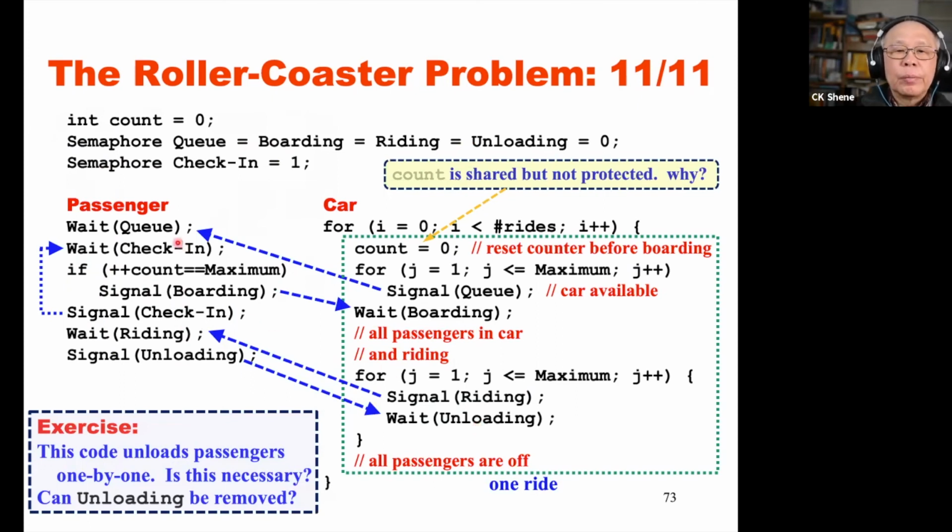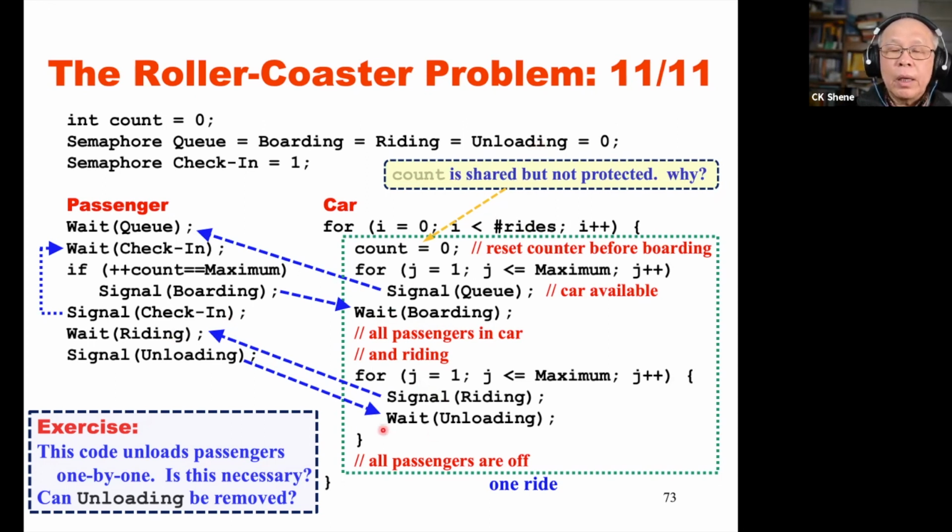We need a queue serving as the gatekeeper. Initially, its value is definitely 0, for sure. Now we need a boarding semaphore in order to block the car while passengers are boarding. And we have a riding semaphore to block all passengers on board to simulate riding. Initial value, definitely 0. Now, we have another unloading semaphore.